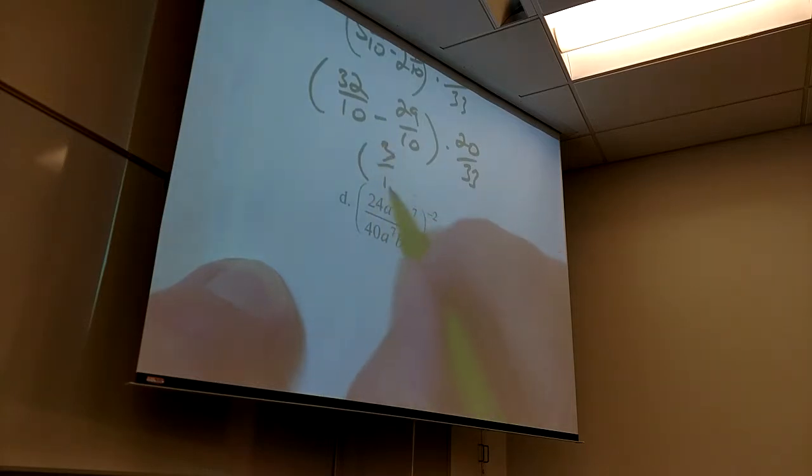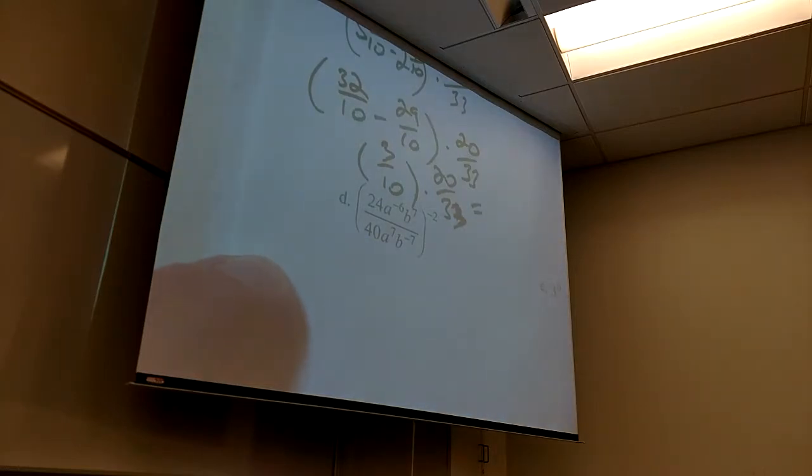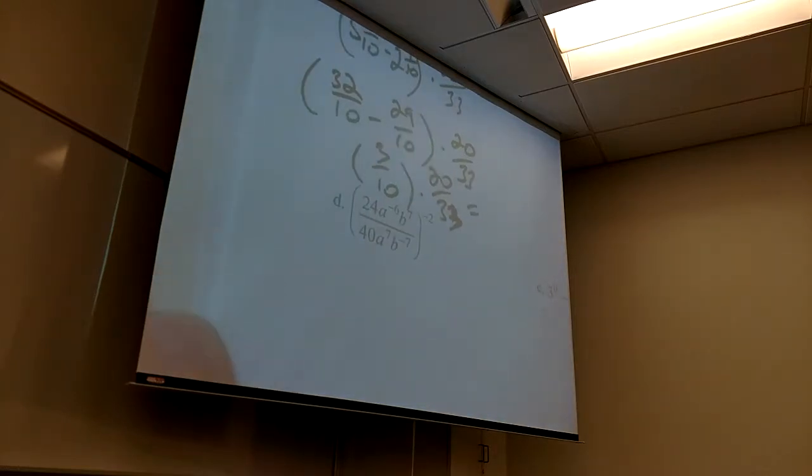Now, what's 32 tenths minus 29 tenths? 3 tenths. Times 20 over 33. And of course, what's the smart way to do this? I could do 60 over 330. That's not the smart way to do this. Simplify. Yeah, I can simplify before I multiply, right? I can make the numbers smaller before I make them stupid big.